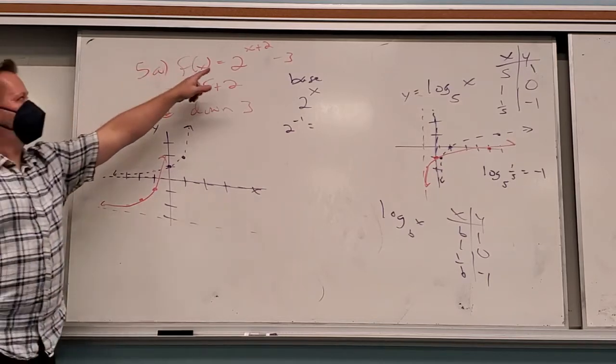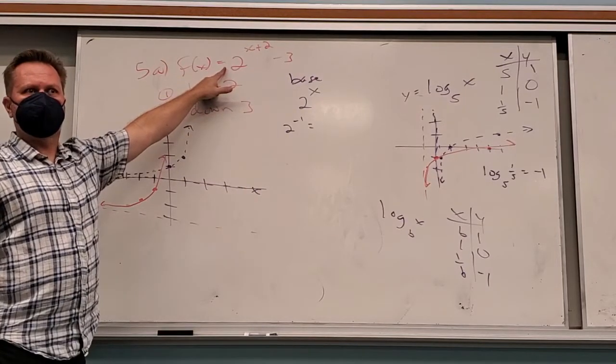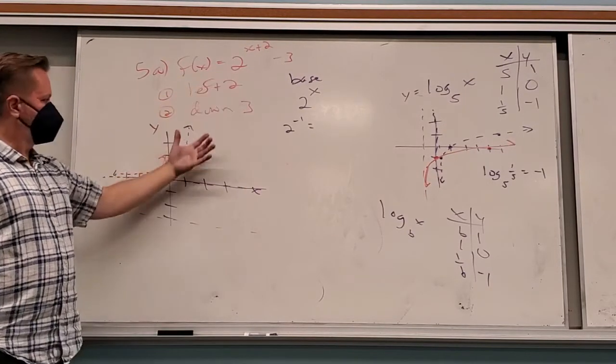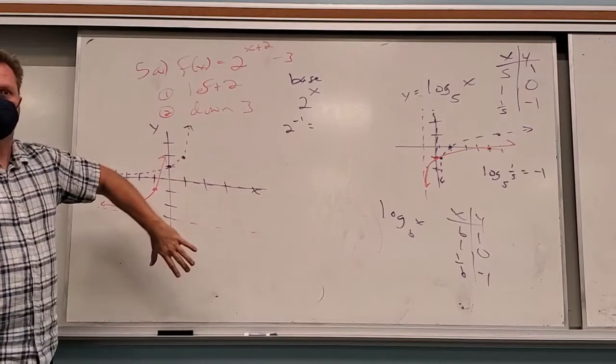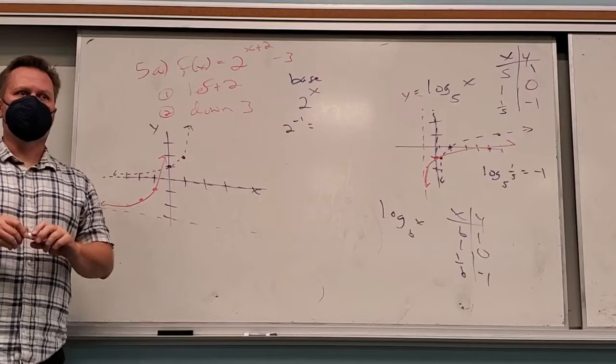What if I put a negative here? What would that do? It would flip it over, right? Okay, so reflections still work the same way.